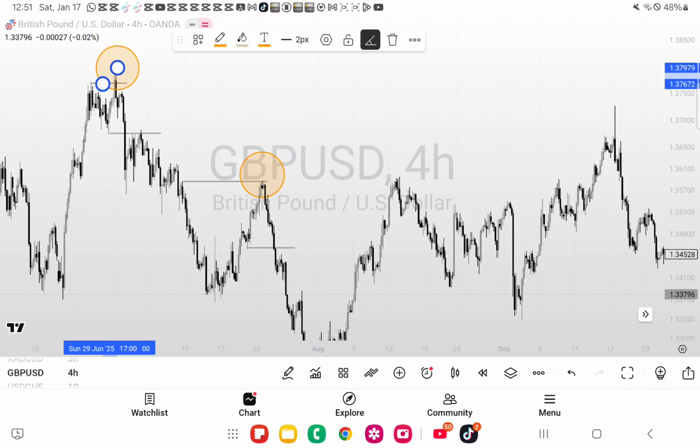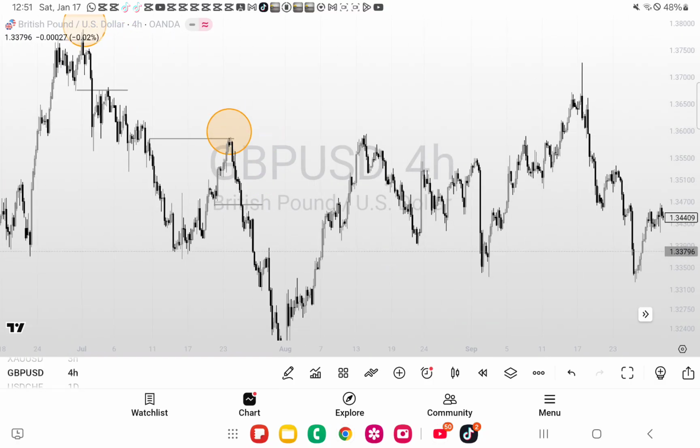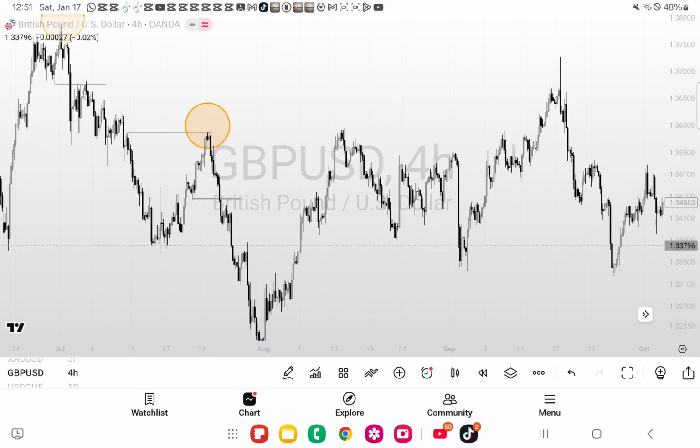This is the main structure here. So we should be looking for a long-term sell opportunity. Once price is coming back to the upside, you just need to mark your zone, wait for a liquidity sweep and a break of structure, and take your sell opportunity.